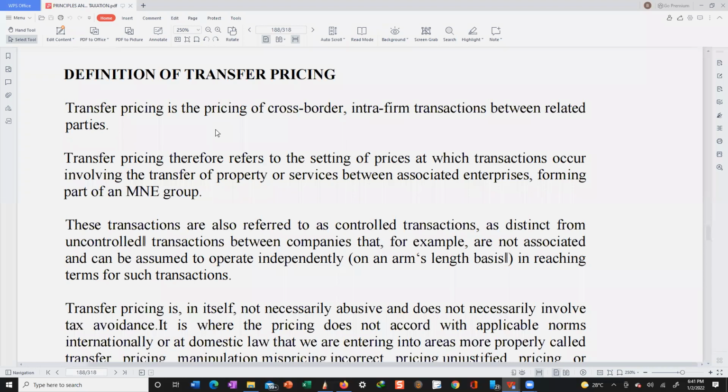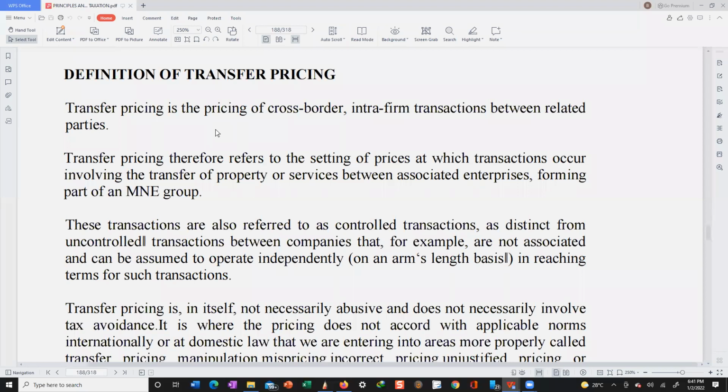So when we talk about persons in controlled relationship, the price that we set when we are dealing between them is what we call a transfer price. Now, that kind of transactions are normally called controlled transactions, which are usually distinct from what we call uncontrolled transactions. Controlled transactions are transactions between persons in controlled relationship. And uncontrolled transactions are transactions between unrelated parties in the market.